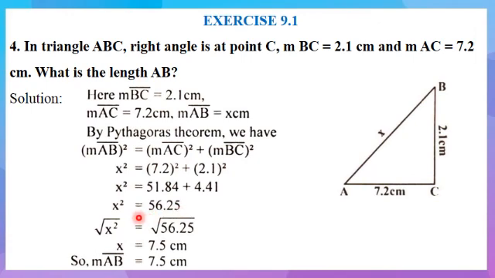56.25. To remove this square sign, I will apply a square root on both sides of equality, and after taking the square root, x is equal to 7.5 centimeter. So the missing side, which is our AB, as well as it is the hypotenuse, is equal to 7.5 centimeter.